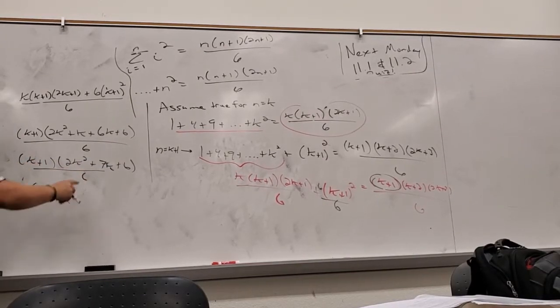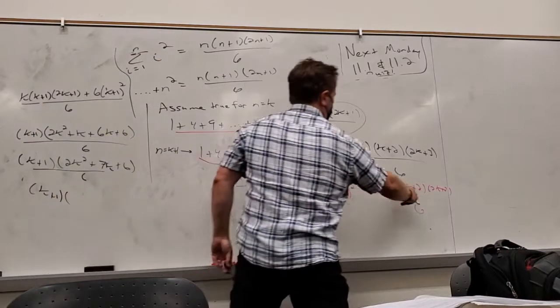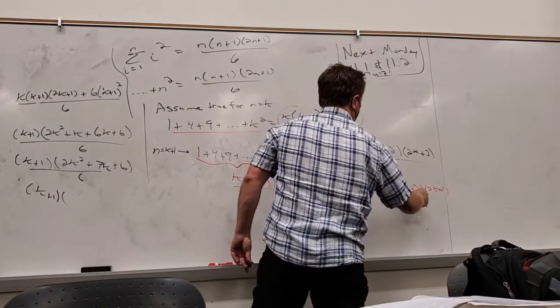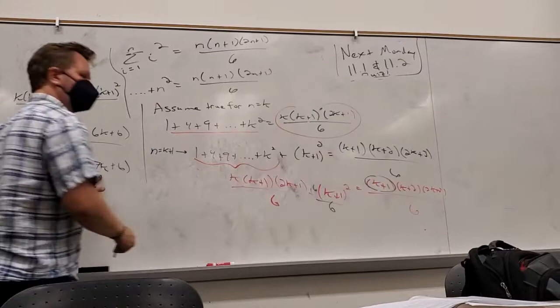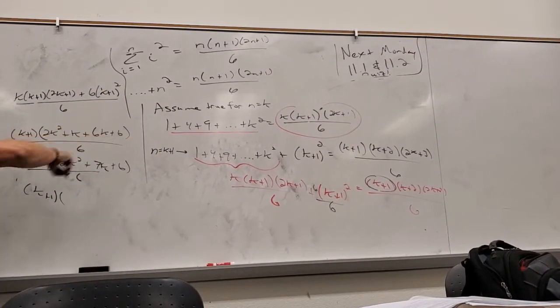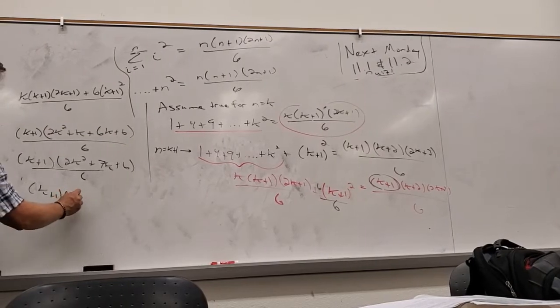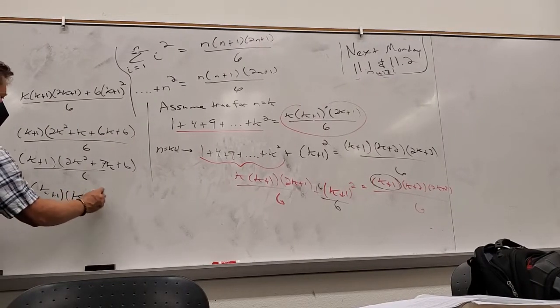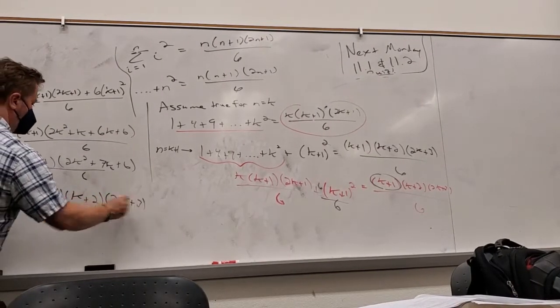And watch, since I know the answer, look, 2k squared plus 4k plus 3k plus 6, that's exactly how this factors, yes? It's awesome to know the answer, you just have to verify that this is that. And what was it? k plus 2 times 2k plus 3, all over 6.